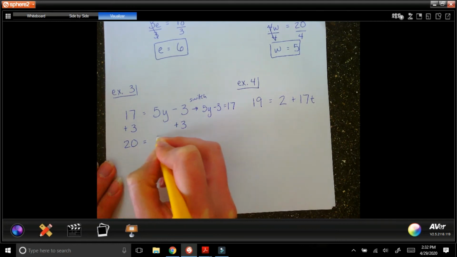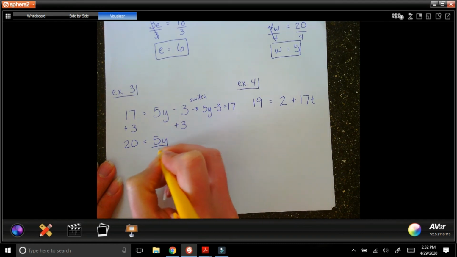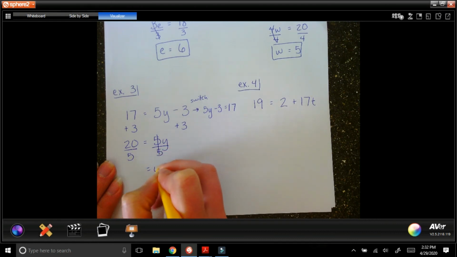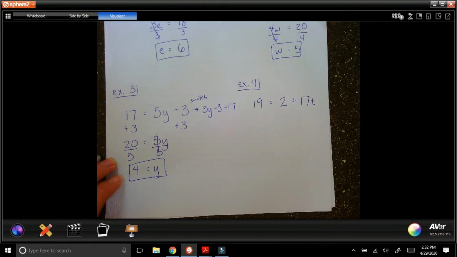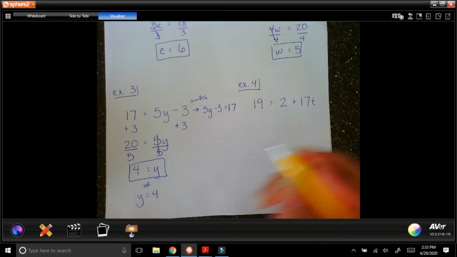So 20 equals 5 times what number? And then you can divide each side by 5. So that y equals 4, or you could write it the way I wrote it and write 4 equals y. Both of those mean the exact same thing. So it's kind of a personal preference here.